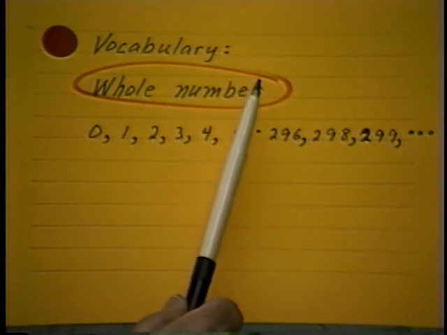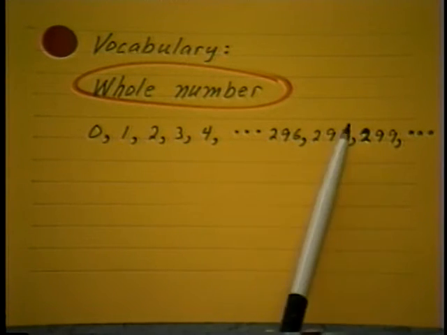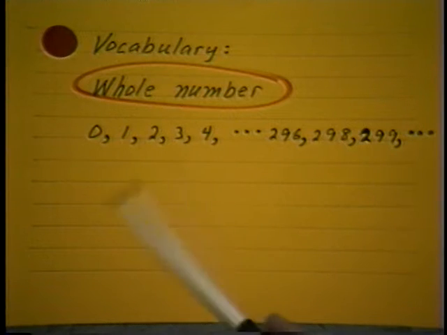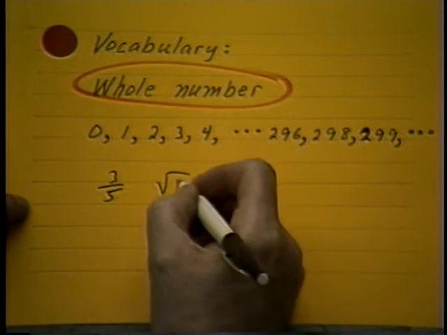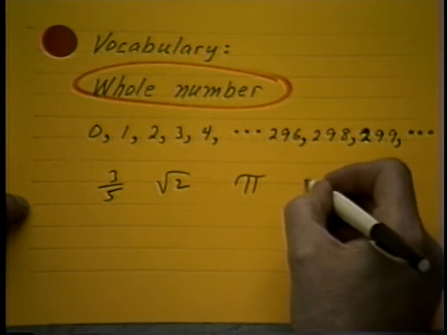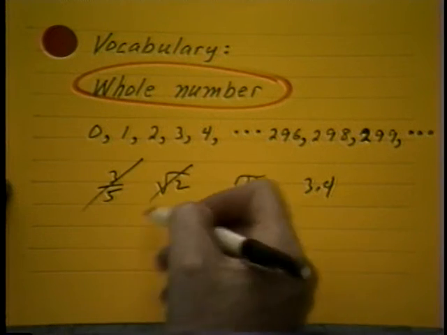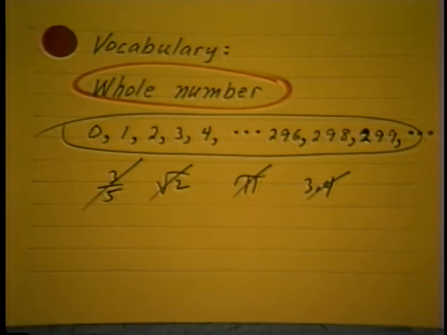The term whole number simply refers to the numbers 0, 1, 2, 3, 4, and so on and so on and so on forever. What we're basically ruling out here are fractions, square roots, pi, decimals, etc. So those are my whole numbers.